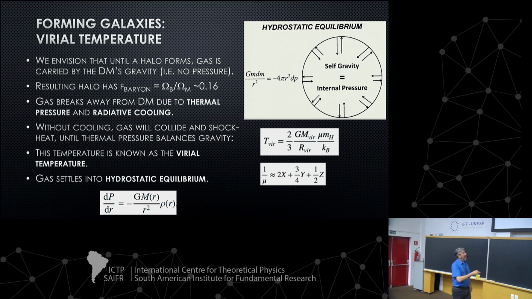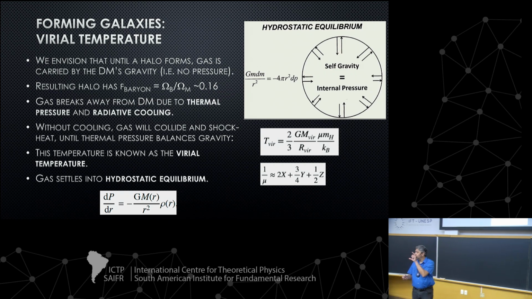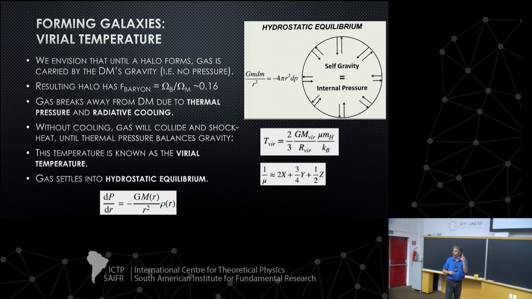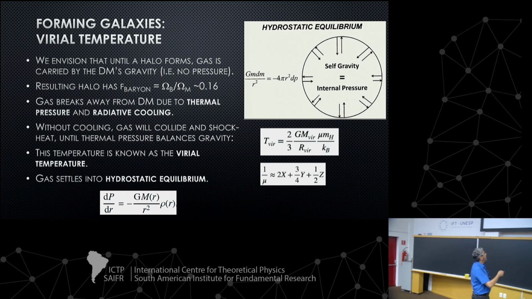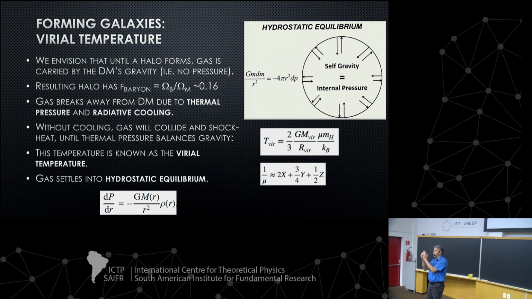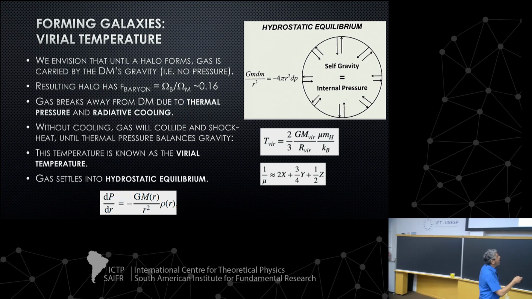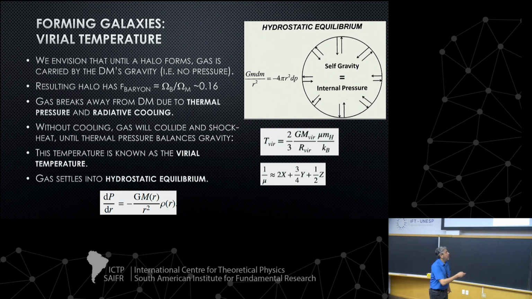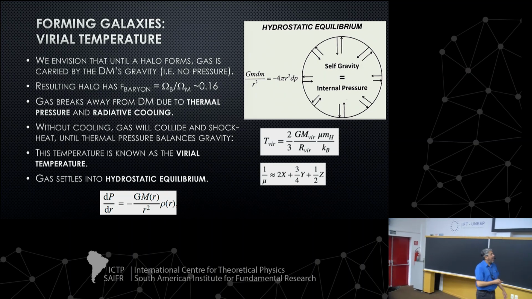So the gas then settles into a state where at each radius, it's in hydrostatic equilibrium. Hopefully some of you are familiar with this concept, right? The pressure gradient has to be just enough to offset the gravitational force at that radius. And that creates a balance between the self-gravity and the internal pressure, where you have this sort of hot gas-filled halo with this virial temperature. Okay, so that's just sort of what the gas is doing.